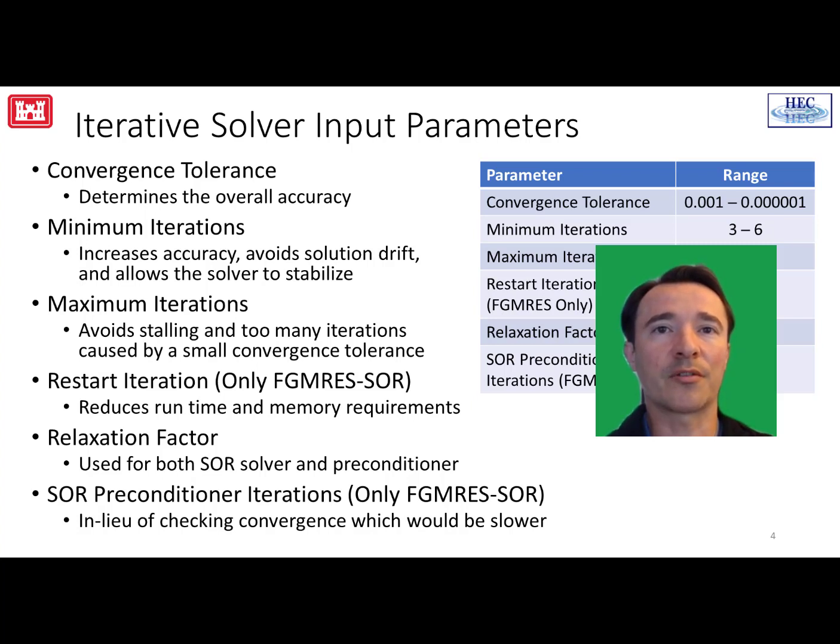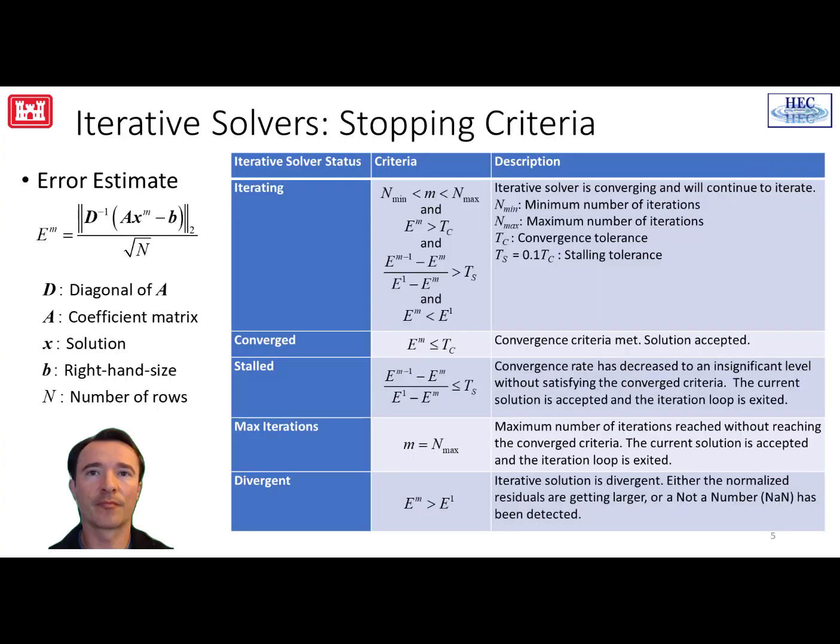The restart iteration is only applicable to FGMRES. It's not a very sensitive parameter. It can usually be left at around 10. The relaxation factor is used for both the SOR solver and preconditioner. The SOR preconditioner iterations is obviously only applied for the FGMRES solver. A constant number of iterations is used instead of checking for convergence because it's faster and simpler.